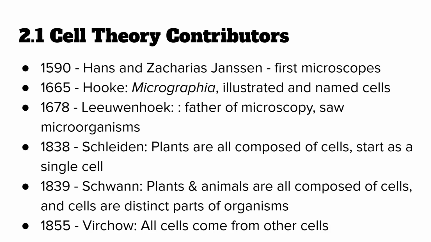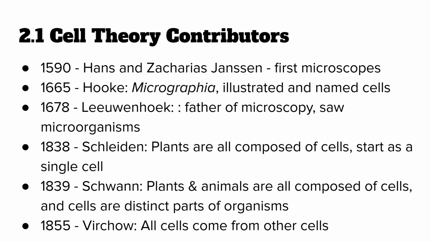Schleiden is going to put forth the idea that plants are all composed of cells and that they start as a single cell, that all seeds or spores, however they reproduce, start as single cells. 1839, Schwann is going to widen that to say all plants and all animals are composed of cells, and that cells are distinct parts of all organisms. Plants and animals are the big separation of species at this time. So Schwann is in effect saying that all living things are composed of cells.